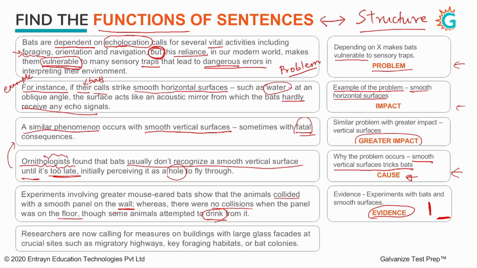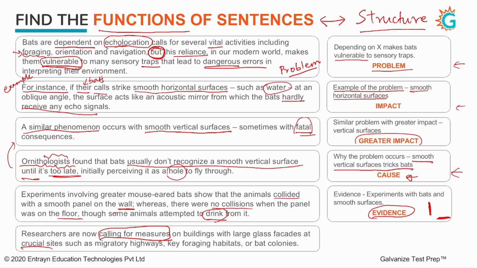We have one more sentence in the passage, and let's see if the author provides a solution for the problem in this sentence. Researchers are now calling for measures on buildings with large glass facades at crucial sites such as migratory highways, key foraging habitats, or bat colonies. So the fact that the author talks about researchers calling for measures without actually suggesting what those measures could be indicates that the solution is not really specific to the problem.